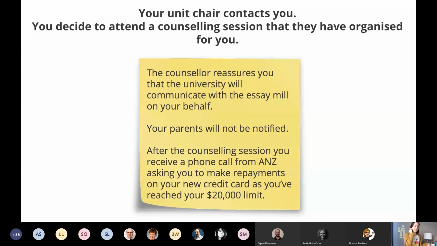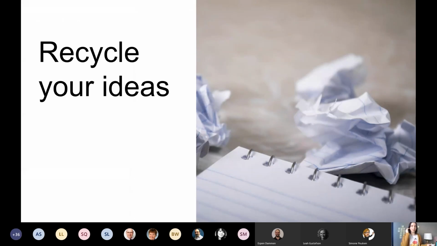But he receives a phone call from ANZ asking to make repayments on a new credit card. So someone's actually created a credit card with his ID that he provided to the essay mill. It's pretty horrible. He's had his identity stolen. So we've come to a bit of a neutral point for Lee.